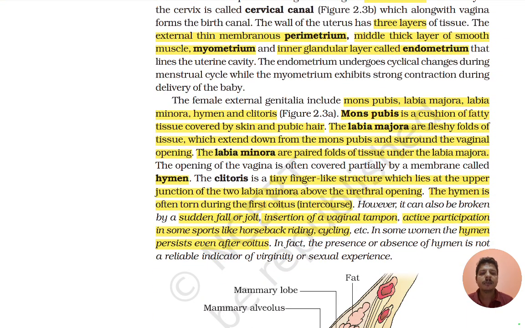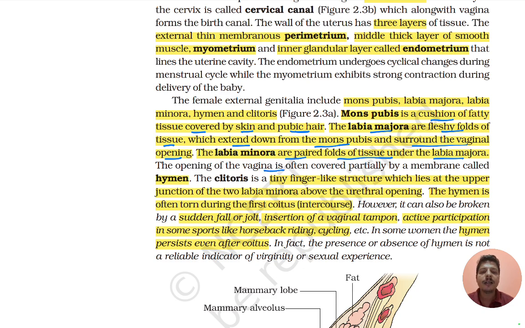Next, some more points about the female external genitalia. The female external genitalia includes the mons pubis, labia majora, labia minora, hymen and clitoris. Mons pubis is a cushion of fatty tissue covered by skin and pubic hair. Labia majora are fleshy folds of tissue which extend down from the mons pubis and surround the vaginal opening. Labia minora are a pair of folds of tissue under the labia majora.